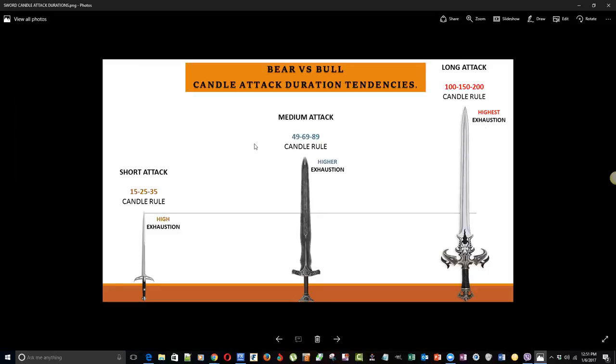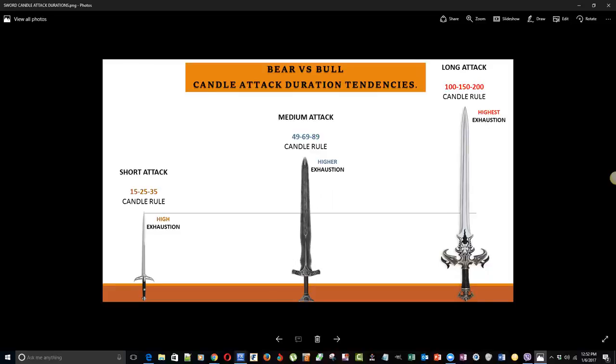This is just something that I've learned over the years, that the market has displayed to me that after every 15 to 25 to 35 candles, it possibly could reach exhaustion and prepare itself for a reversal. After every 49 to 69, 89 candles, it reaches higher exhaustion and prepares for a higher degree of reversal. And then the 100 and 150 to 200 candle rule is the highest exhaustion possible.